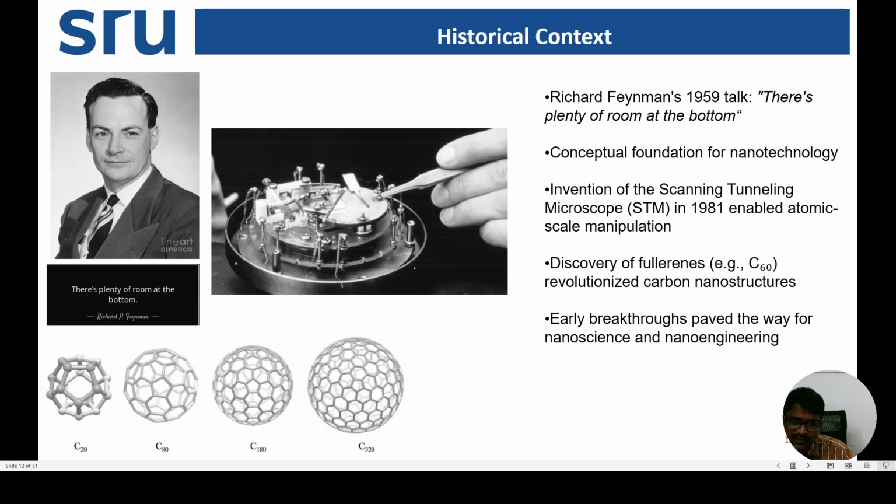He is the pillar or foundation. His ideas are the foundation for the evolution of nanotechnology. So regarding nanotechnology, we must know him. His name is Richard Feynman. He's a physicist.